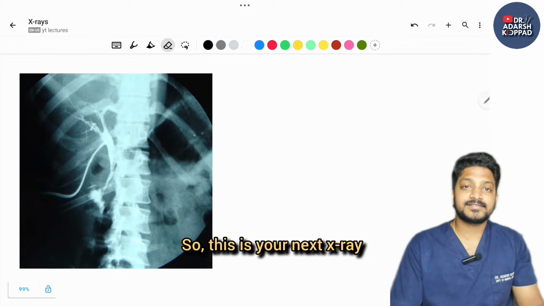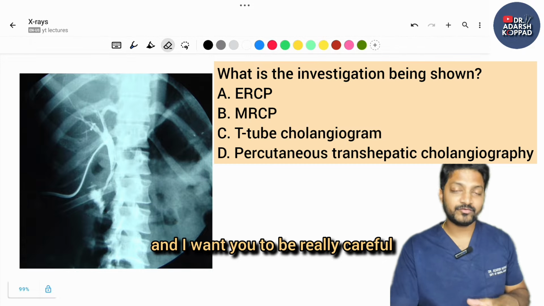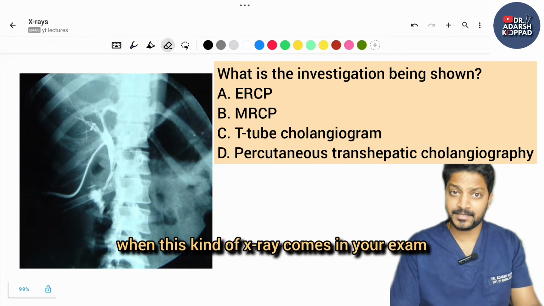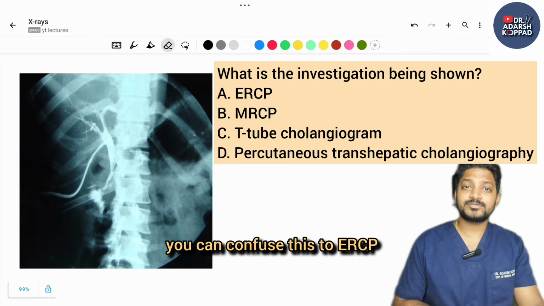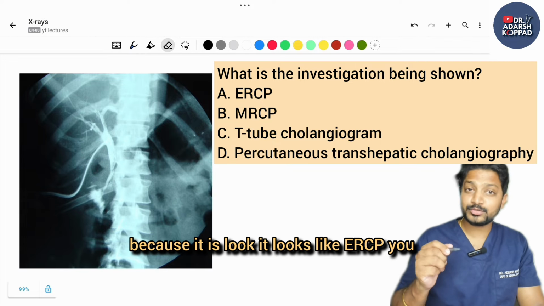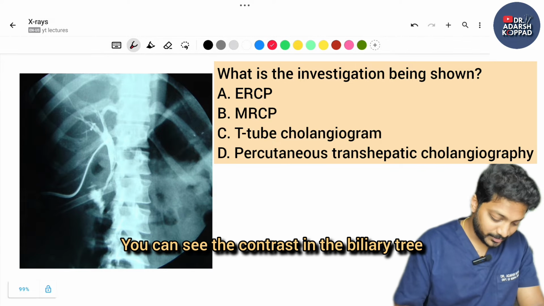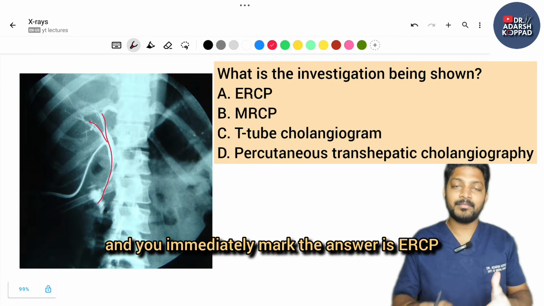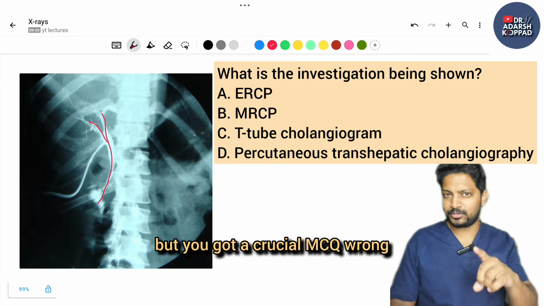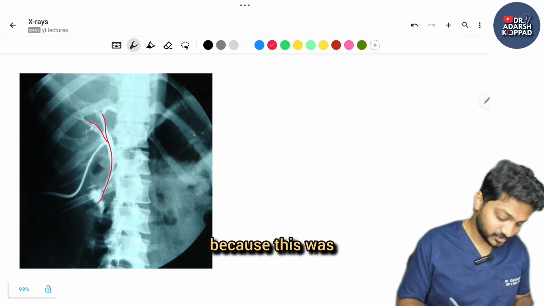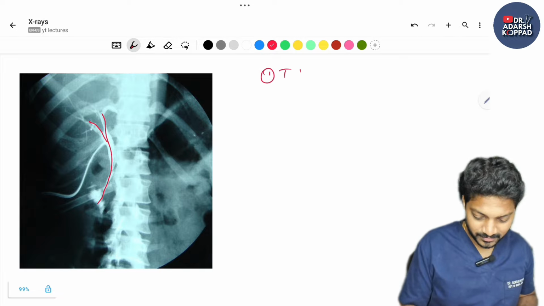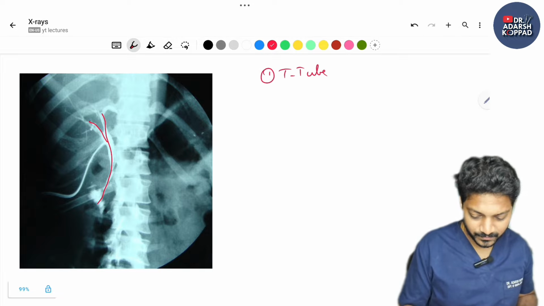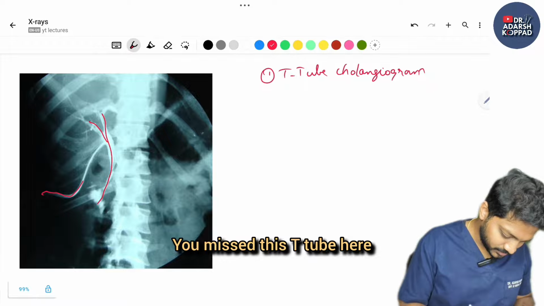So this is your next X-ray, and I want you to be really careful when this kind of X-ray comes in your exam, because you can confuse this to ERCP because it looks like ERCP. You can see the contrast in the biliary tree, right? And you immediately mark the answer is ERCP. But you got a crucial MCQ wrong because this was a T-tube cholangiogram. You missed this T-tube here.